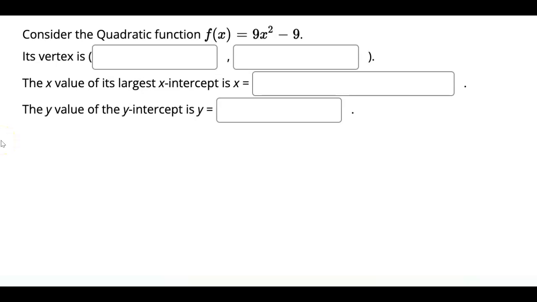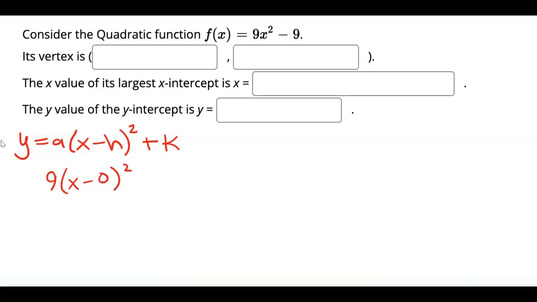If we look, the standard form for the quadratic function in vertex form is a times x minus h squared plus k. We can see the plus k out to the side, but it's hard to see the x minus h squared. However, what if we wrote it like this? 9 times x minus 0 squared minus 9. It's a little easier to see there.